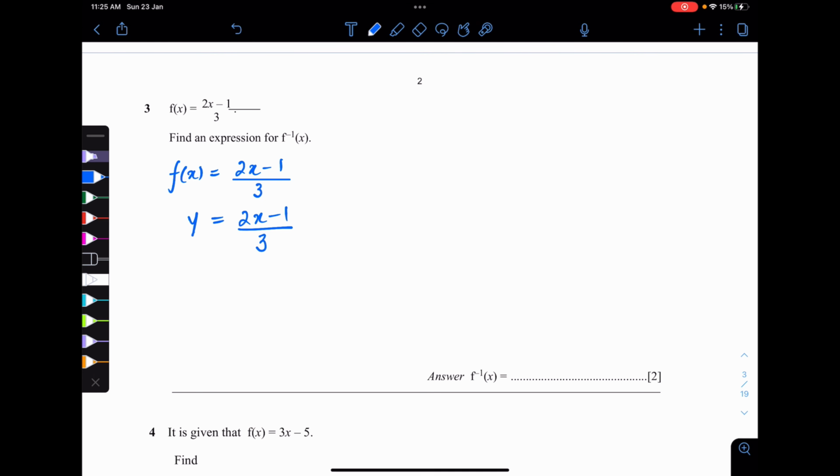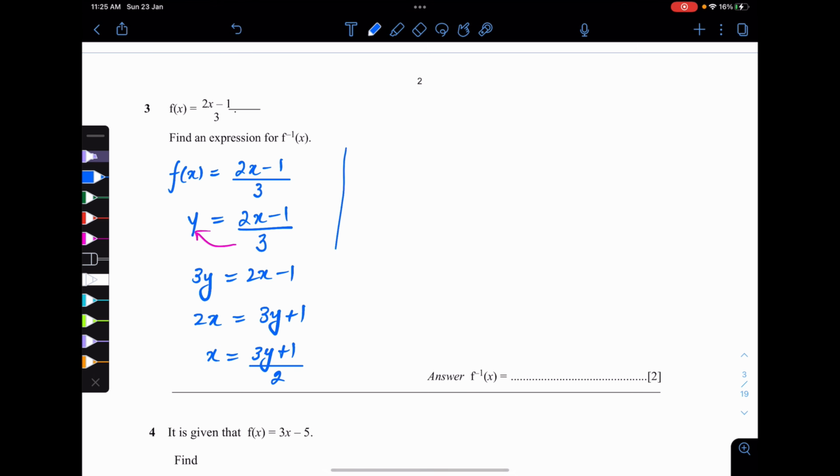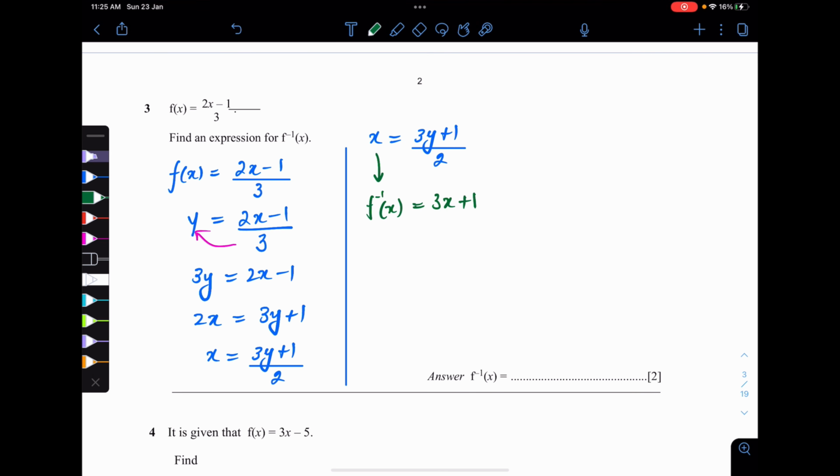What is our second goal? Our second goal in finding the inverse is to make x the subject. So cross multiply 3 over here, and let's make 3y equal to 2x minus 1, and 2x is equal to 3y plus 1, and x is equal to (3y + 1) divided by 2. So this is the second step. And now the last and final step is going to be, please make sure whether it's paper 1 or paper 2, you have to show all the workings precisely. So f inverse of x is equal to (3x + 1)/2.